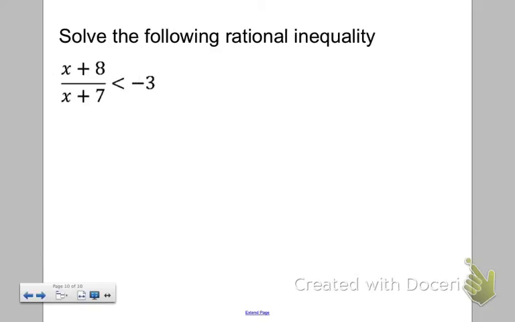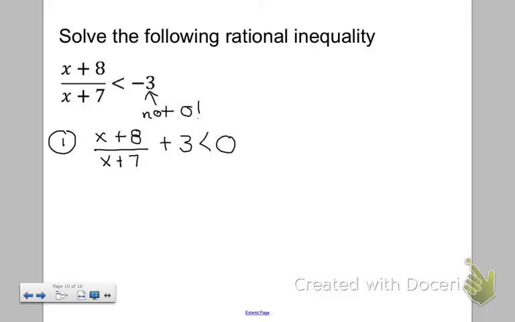Alright, last example here. We've got x plus 8 over x plus 7 is less than -3. Now, hopefully, some of you right off the bat said, wait a minute, that -3 is not 0. So the very first thing we need to do is rearrange this so that we have a 0 on the right-hand side of the equation. So we're going to do a little extra work in step 1 this time. So this is going to become x plus 8 over x plus 7, then plus 3 is less than 0.